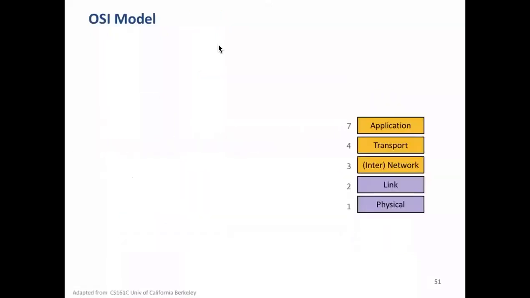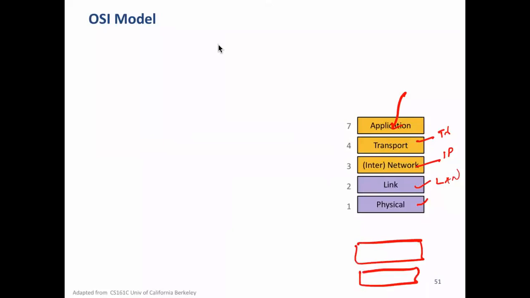Now in the OSI model, you would have learned there are 7 layers, while in the internet we primarily use only 4 layers. The 4 layers are the physical layer, the link layer, which is nothing but LAN here, then the IP layer, the inter-network layer, and then the transport layer. And then of course you can use applications on top. What we have omitted from OSI are 2 layers, the session layer and the presentation layer.